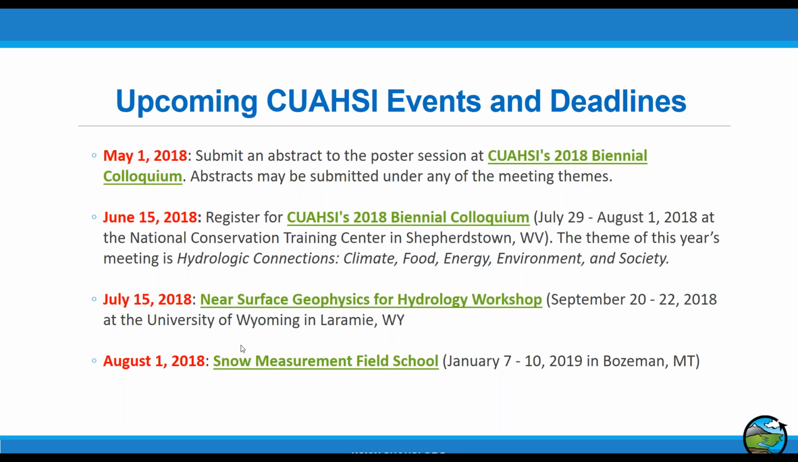And then training workshops and short courses coming up. We have one in September, near surface geophysics. The deadline to register for that is July 15th. And then we have a snow measurement field school, which we started back in January, and we're hosting one again in 2019. And we are accepting applications for that. The deadline to submit your application is August 1st.